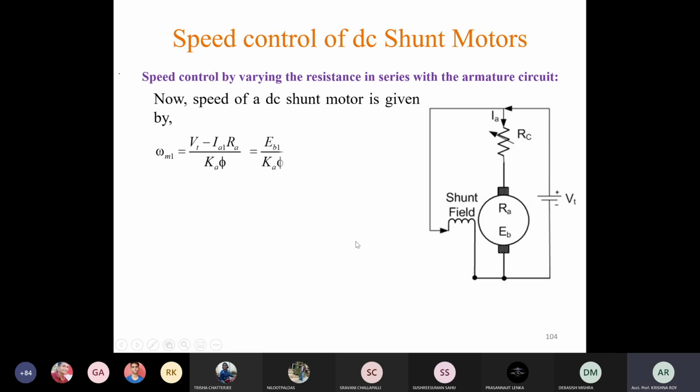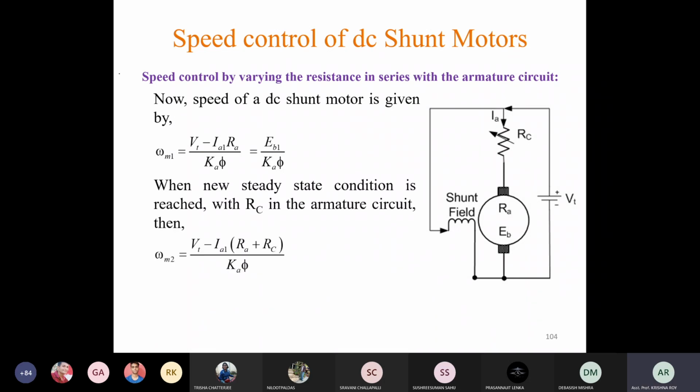So omega m1 is for armature current IA1, and when RC is introduced, omega m2 is given by this expression. See here the current value is IA1. So don't get confused. This current has to be IA1.